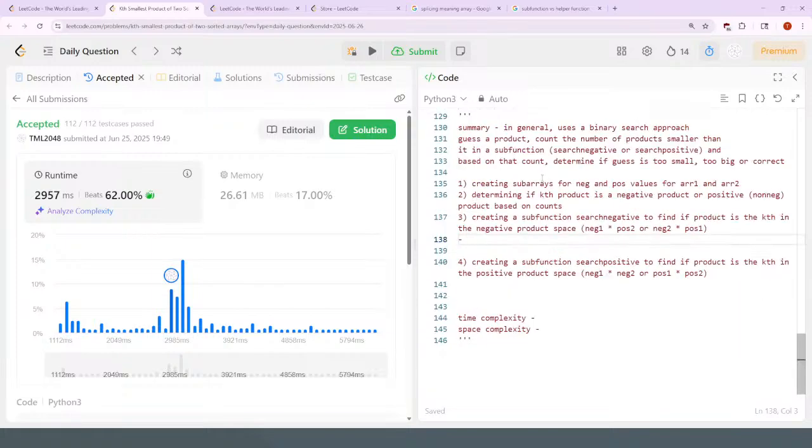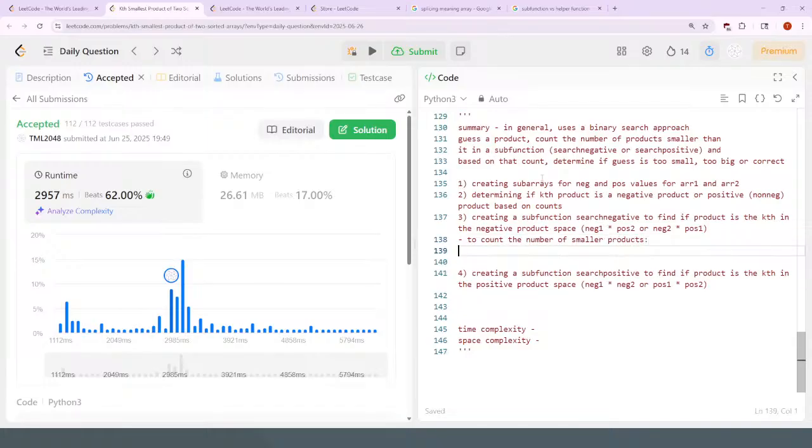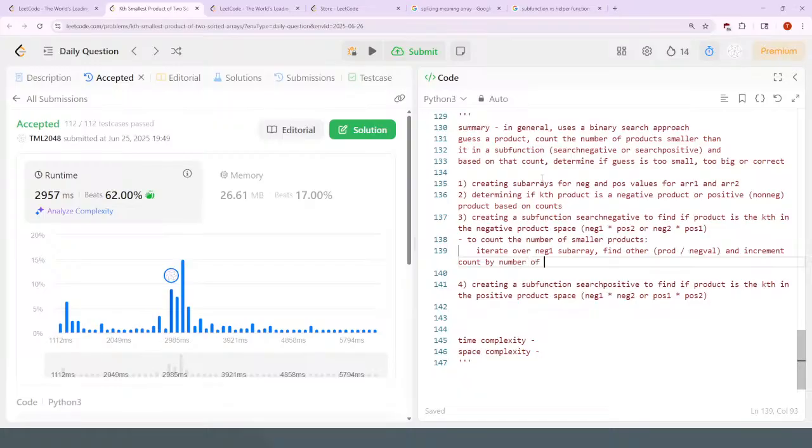So to count the number of smaller products, iterate over the negative subarray, determine the other value, which is the product divided by the negative value, roughly, and increment the count by the number of positive values bigger than that.